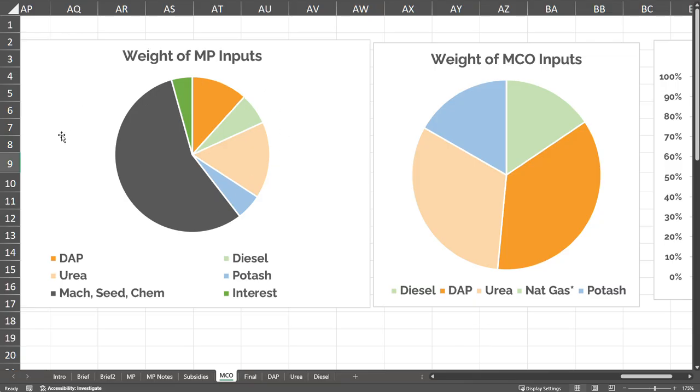So this was the margin protection chart that we looked at where machine, seed, and chemical stayed steady. This is the MCO margin coverage option chart where you can see all of your fertilizer, DAP and urea, make up darn near 2/3 of the pie.